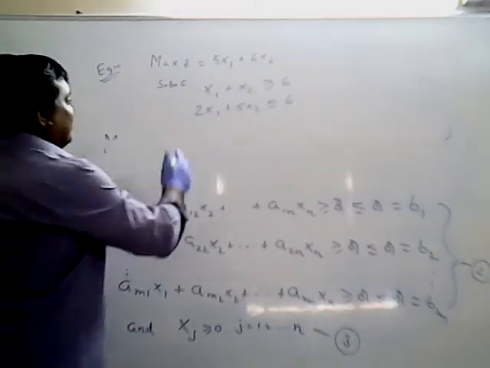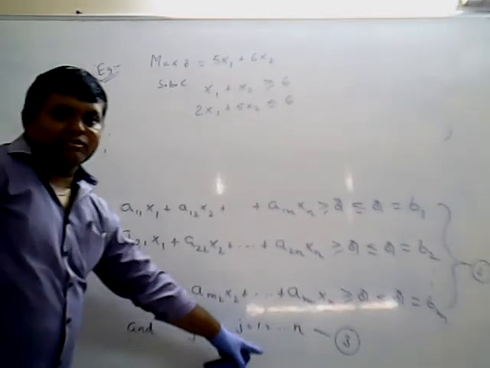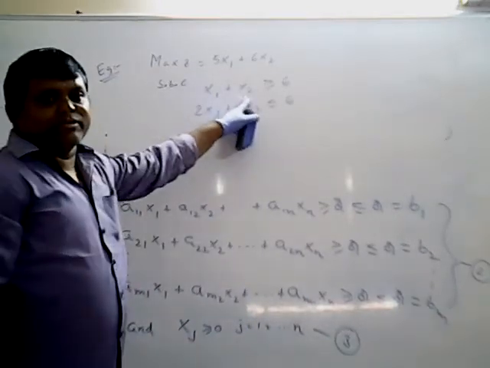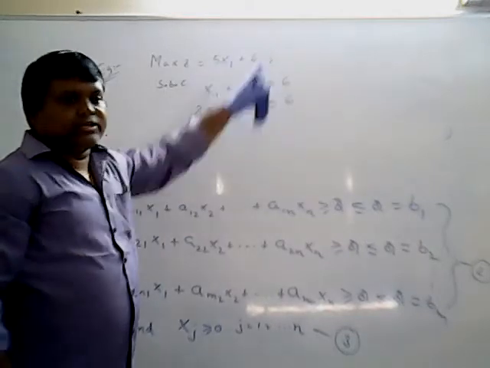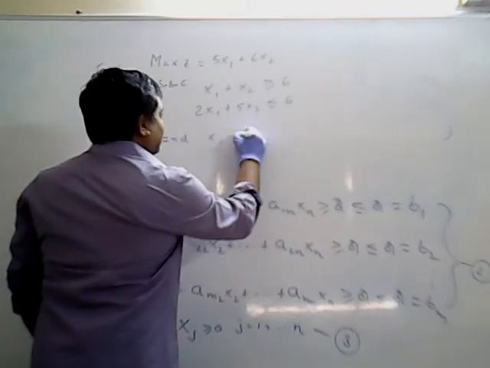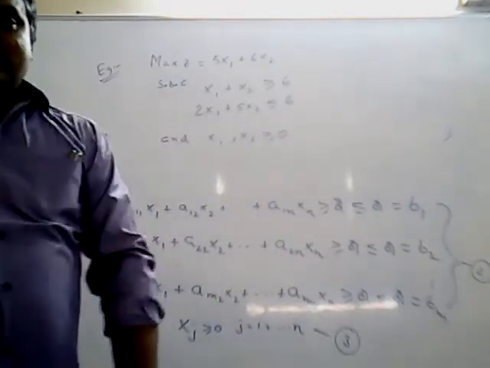And how many variables are there? Last step, see this last step. xj greater than equal to 0, j equal to 1 to n. In general, you have taken n variables. Now in this particular problem, how many variables do you have? Only two variables. That means x1, x2 greater than equal to 0.